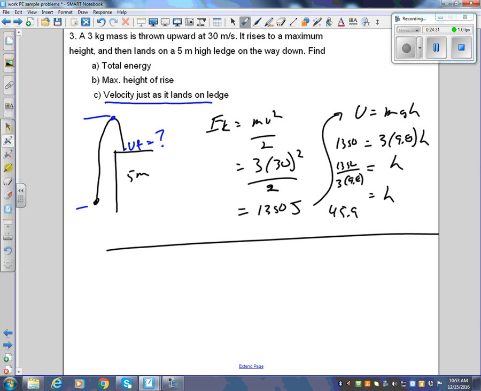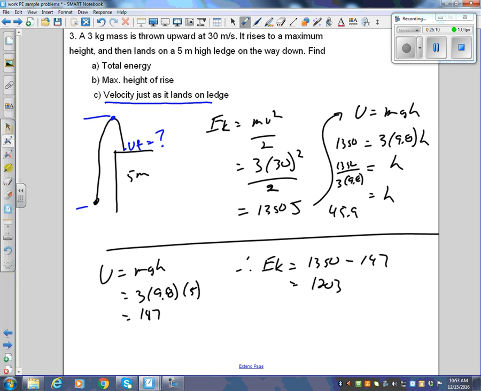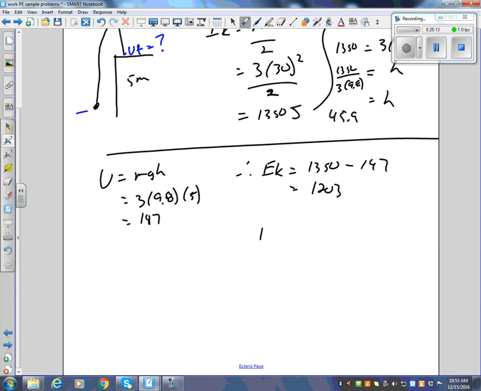How fast is it going just as it lands on the ledge? What's the energy way to do it? Find out the potential energy when it's 5 meters off the ground, which is going to be 3 times 9.8 times 5, 147. Therefore, the kinetic energy is going to be 1350 minus 147. So it has 1203 joules of kinetic energy. These are easy. Am I right?